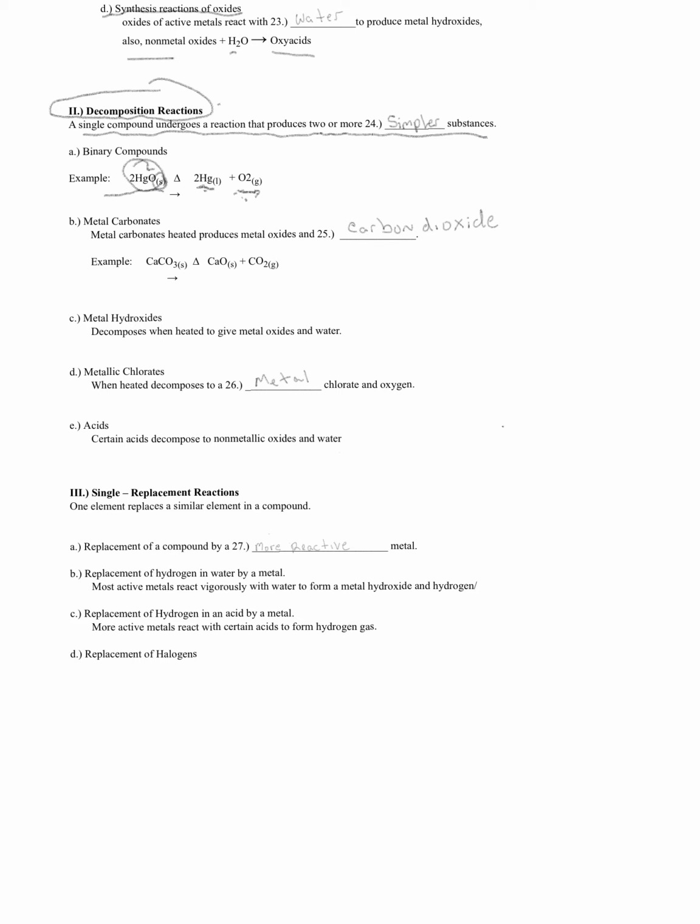Metal carbonates, when heated, produce metal oxides and carbon dioxide. So for example, CaCO3, right? The s means it's solid. That's going to be heat. CaO, the s means a solid. Carbon dioxide is made as a byproduct.